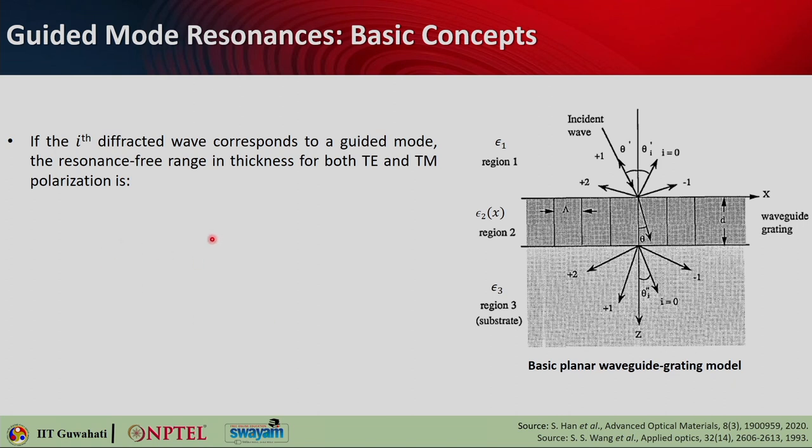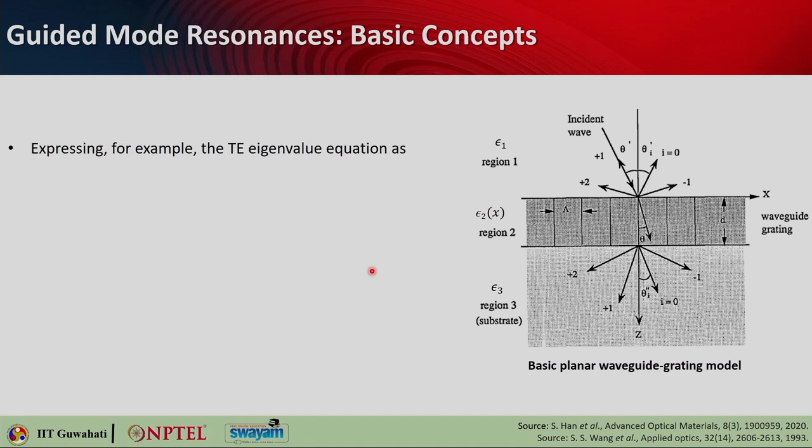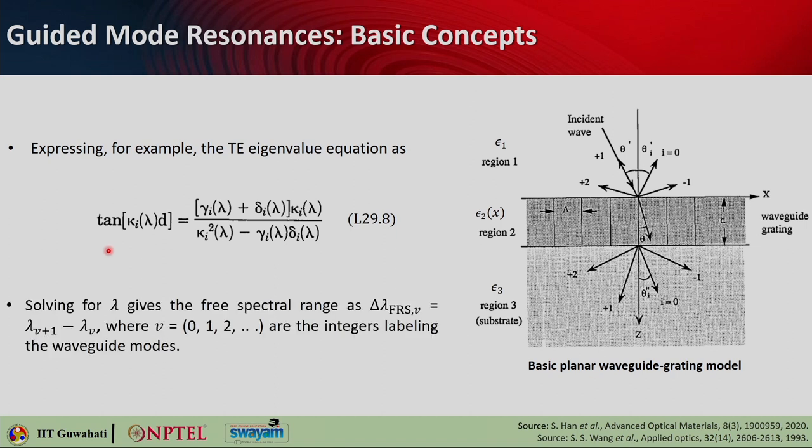Now if the ith diffracted wave corresponds to the guided mode, then the resonance free range in the thickness for both TE and TM polarization can be given as delta D, which is pi over kappa I, and you can expand this in this particular form. So let us take one example. If you are looking at the TE eigenvalue equation, it was written as this. When you solve for lambda, that gives a free spectral range that can be written as delta lambda FSR nu, and that is basically the resonance wavelength at nu plus 1 minus the resonance wavelength at nu. So nu is basically your 0, 1, 2 and so on. These are the integers which are used for labeling the waveguide modes.